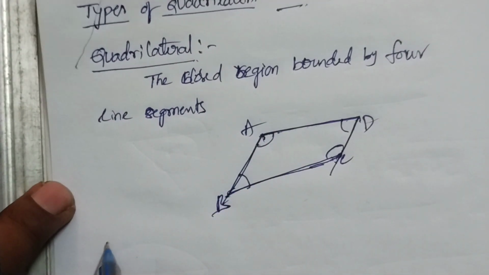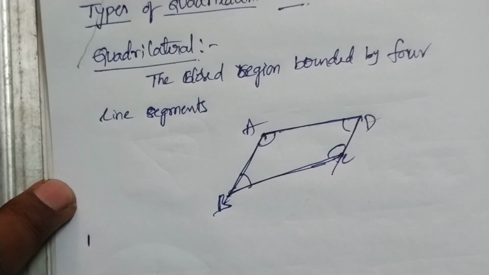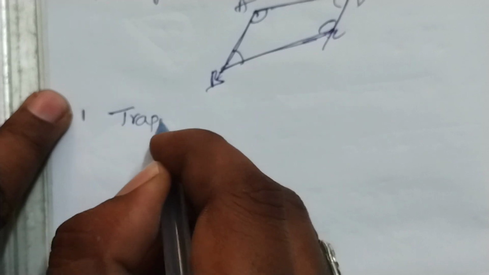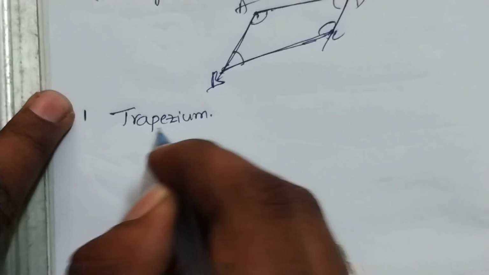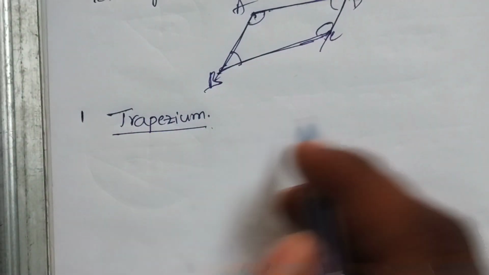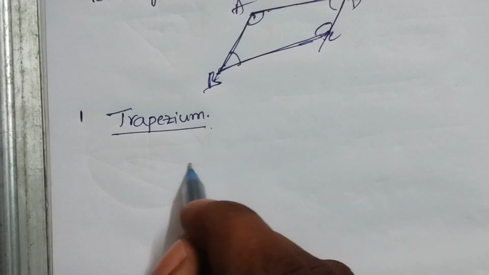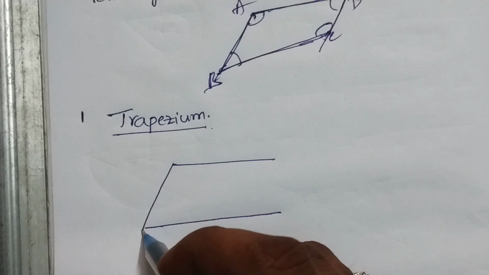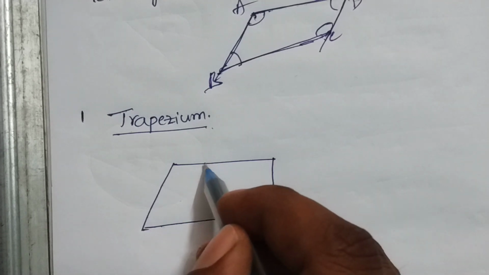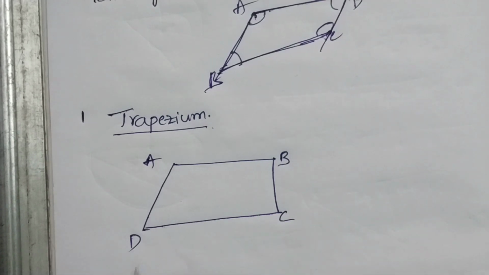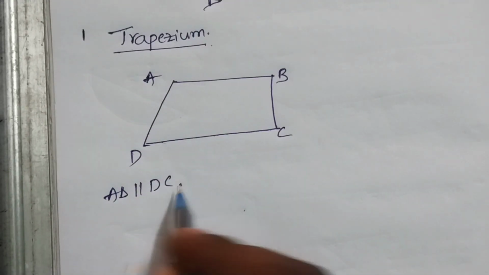Now coming to types of quadrilaterals. First one, trapezium. A trapezium is one of the quadrilaterals, and it consists of one pair of parallel lines. That is called a trapezium. Here A, B, C, D. AB is parallel to DC.